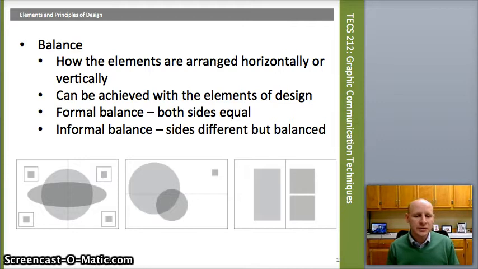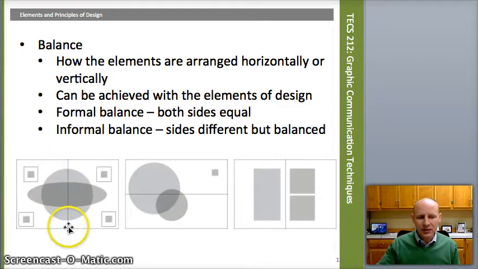Formal balance is where the design is equal on both sides. Like you see in the first graphic here, if we were to draw a line down the middle, we could fold it in half and it would be exactly the same. We refer to that as symmetric. So formal balance are designs that are symmetric, whereas informal balance are where the sides are different, but there's still a balance to them. That comes back to that proportional aspect, that they're not exactly the same, yet they're still in proportion, and therefore there's a balance to them. Like you see in the second and third graphic here, things are relatable to each other, but not exactly the same.